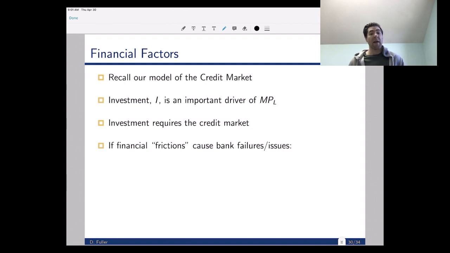Okay, so our last idea here in business cycles is one that could come into play no matter which theory I propose, but could on its own stand as a potential explanation for business cycles. And this comes through our study of investment, which is an important driver of the marginal product of labor. Investment, remember, is how firms gain capital. So investment is firms buying machines and equipment.